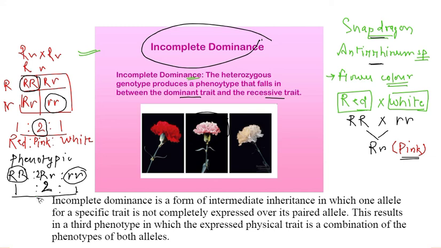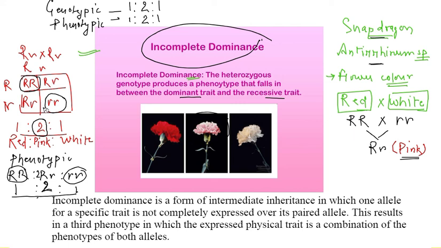So this is the phenotypic ratio. And the genotypic ratio we have seen: out of four, one is red, one is white, and two are pink. So in incomplete dominance, the genotypic ratio and the phenotypic ratio, children, are the same. 1 is to 2 is to 1. So this is incomplete dominance.